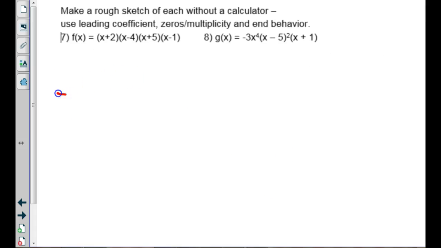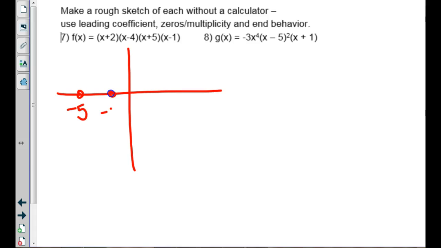Okay, 7 is really easy. There's just 4 zeros. Tell me where they are. Okay, so it would be what degree? If I multiplied that all out, I'd just get a 1x to the 4th. So where are the ends? Both ends are up. So it's going to come from up here, cross, cross, cross, cross.